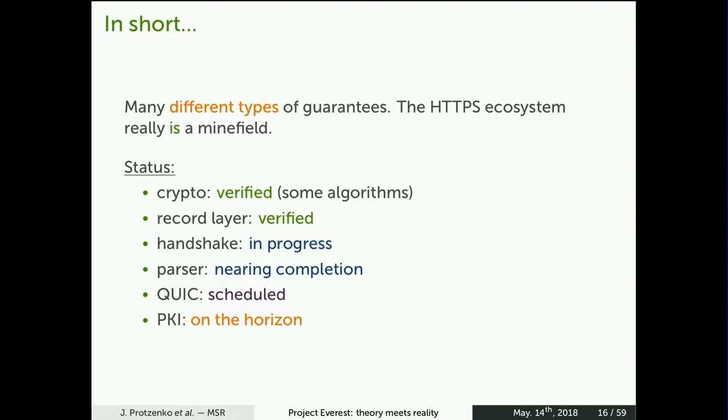There's many different types of theorems that you want to prove, and for each one of them, the guarantees are slightly different and you need different verification techniques. So the status that we're at right now is that for the low-level cryptographic algorithms that I was telling you about that are essentially about performing math, we have several of them that have been verified. The record layer that creates a stream of encrypted data is also something that is verified as we stand. The handshake is underway. Parsers are nearing completion, and QUIC is also something that we'd like to verify. So this is very much a report on work in progress. Some of these areas we have reached some degree of completion, and some of them are still on the horizon.